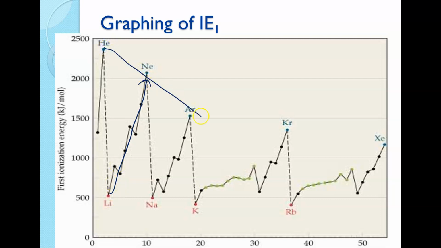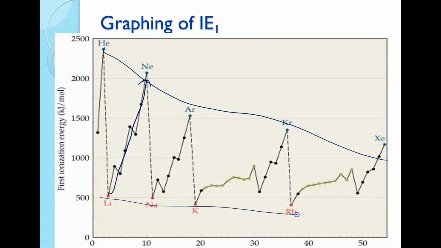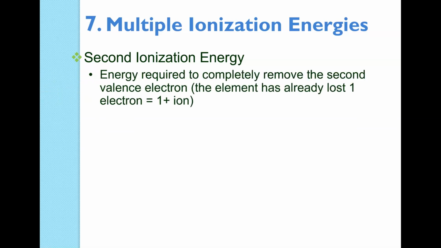But within a family, oops, not a straight line, within a family, it goes down. Or within a family, lithium, sodium, it goes down. Okay, because the electron gets further and further away. Now this is where it gets difficult. Multiple ionization energies are what happens if you start taking off more than the first electron. So second ionization energy, you remove the second valence electron, meaning it's already lost the first one. It's a positive 1 ion. You're now taking off the second one.